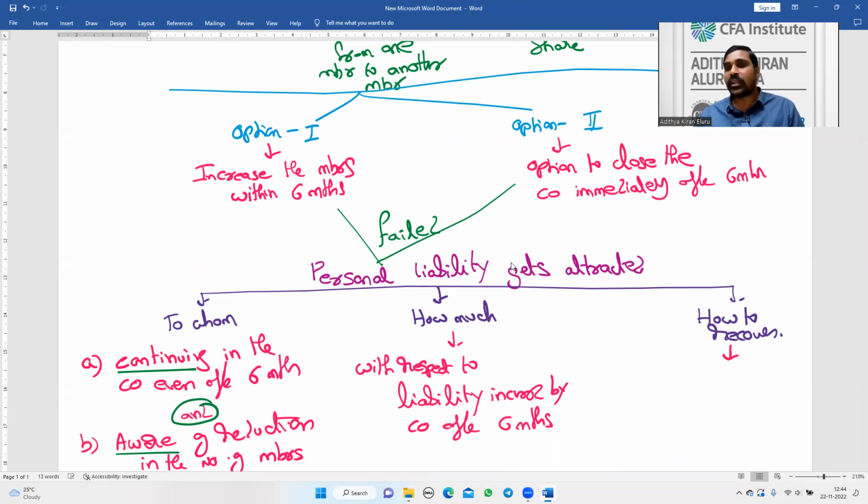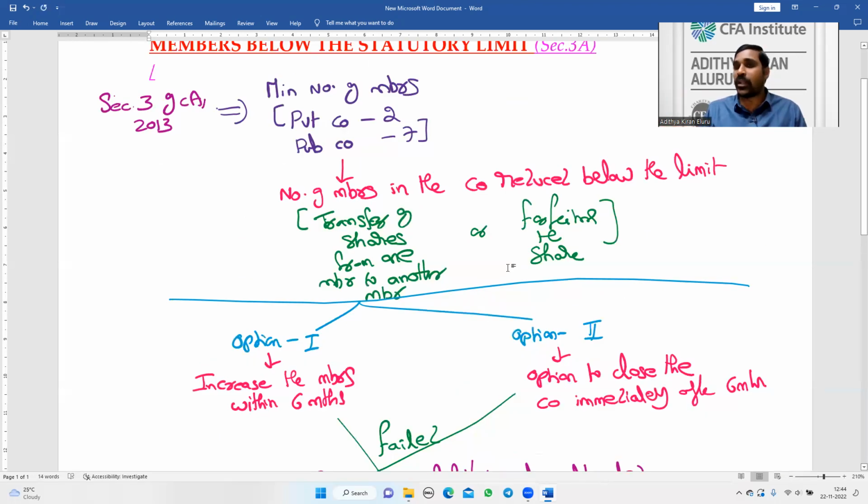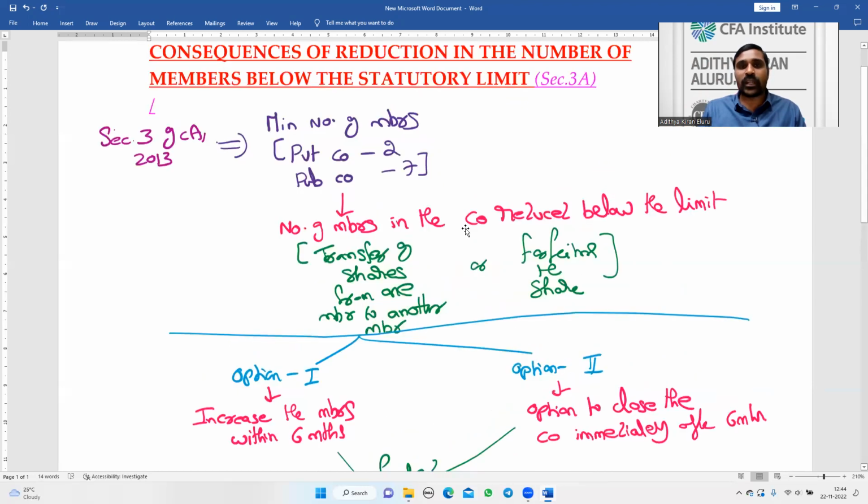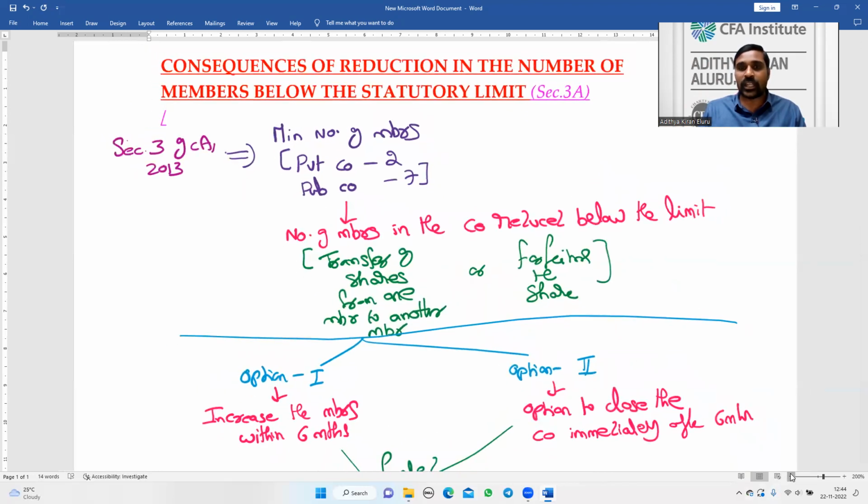And how to recover that liability? Severally, not jointly and severally. It is not that I should recover the whole amount from only one member; I can recover only the share of a particular member. The company cannot recover the whole amount from a single member because it is not a joint and several liability. It is only several liability. Therefore, the company can file a suit against a particular member to recover only the share of that member, not the entire liabilities. These are the consequences of reduction in the number of members.